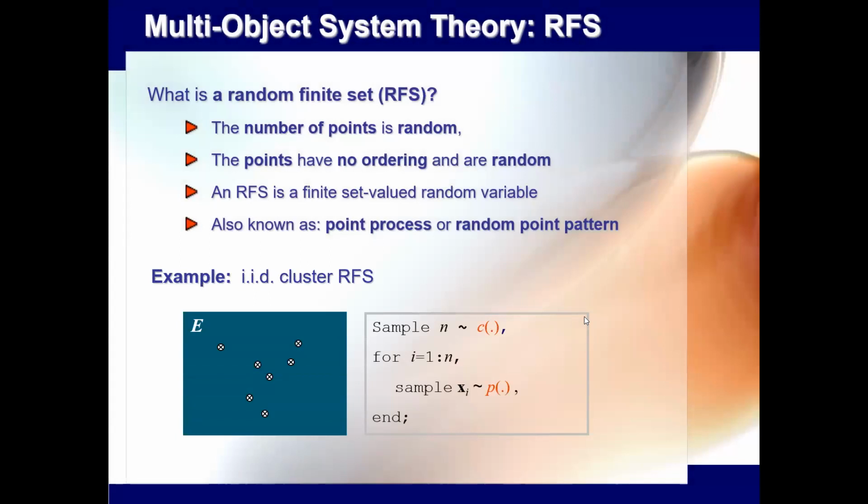I'm not going to give you more information. This is the very simple idea to realize random finite sets. The number of points is random, the points have no ordering, and they are random. It is known in other literature, like in mathematics, as a point process or random point pattern. Mathematicians are very interested in point processes or random point patterns to analyze data patterns.